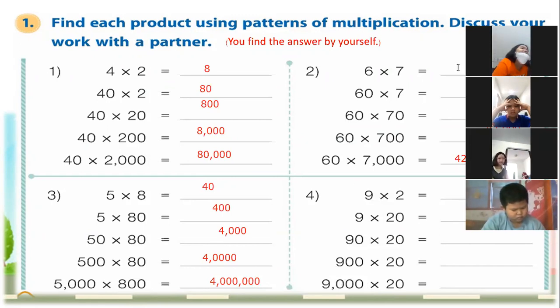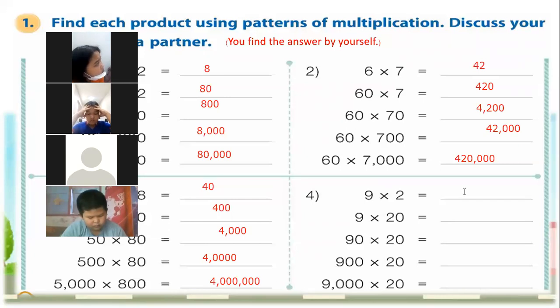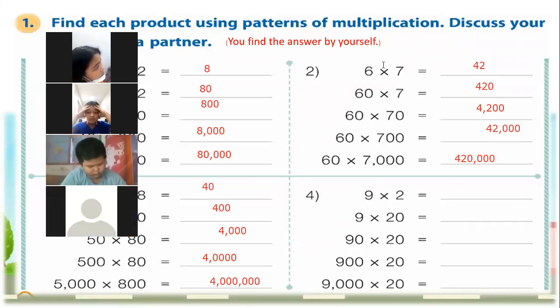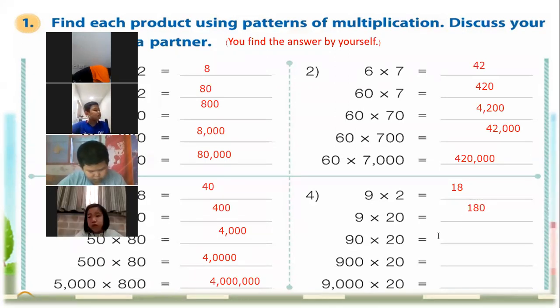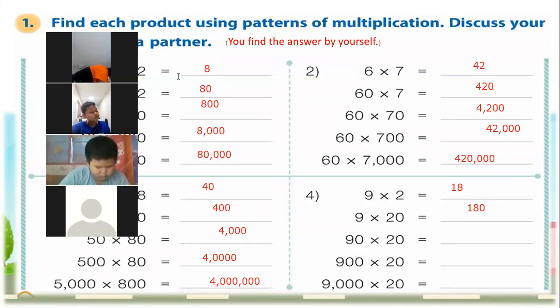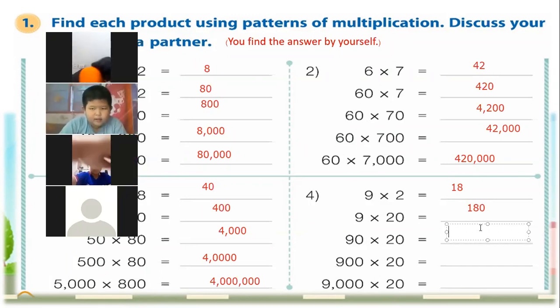Okay, now students, I'm going to ask about question number 4. So question number 4, we have 9 multiplied by 2. 9 multiplied by 2 become how much? 18. Very good. Now, step 2. We have 9 multiplied by 2 tens. 180. That is the correct answer. Okay, now step 3. We have 9 tens multiplied by 2 tens. So, what will be the answer? 1,800. That is the correct answer.